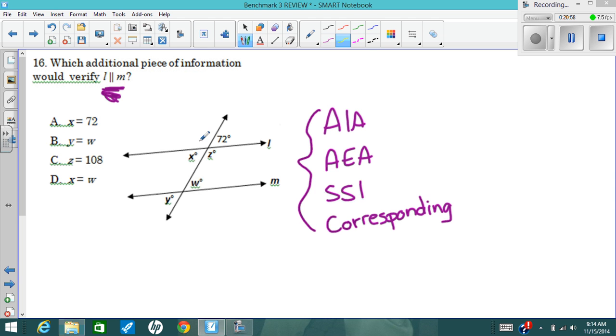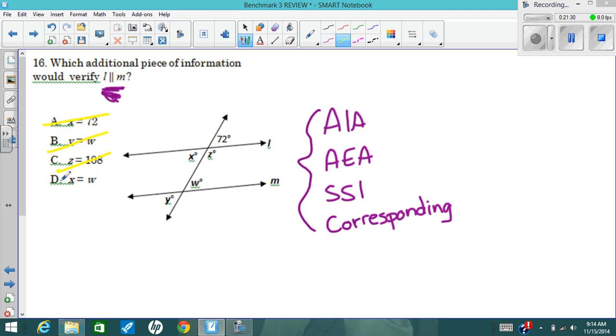So x equals 72, that tells us about a vertical angle pair. That's not one of our four special angle pairs. Y equals w, again, those are vertical angles. That's true, but not one of our special ones that makes lines parallel. Z equals 108, that's also true because these two are a linear pair, but linear pairs again do not tell us anything about being parallel. They're not one of our four special angle pairs.